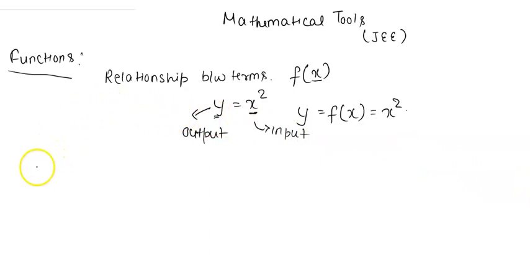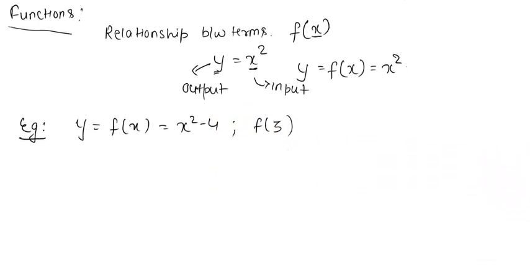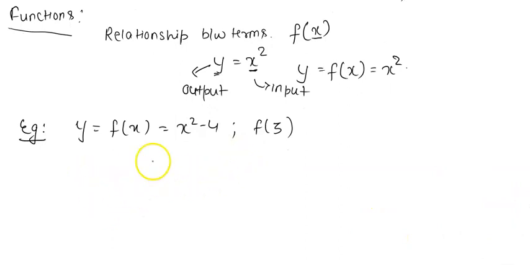For example, if I need to find the value of a function, if the function given is y is equal to f of x is equal to x square minus 4, and I need to find the function value at 3, then how can I solve this question? It's a very basic, very easy question. So what I'll do is I'll substitute x as 3. X is equal to 3. So it will be y is equal to f of 3 is equal to 3 square minus 4. That is 9 minus 4, which is 5. Therefore the function value is 5.